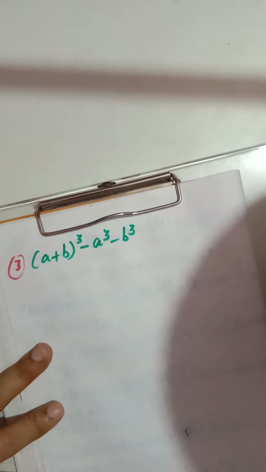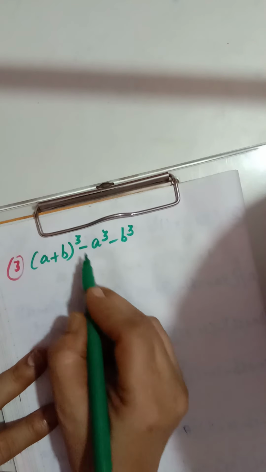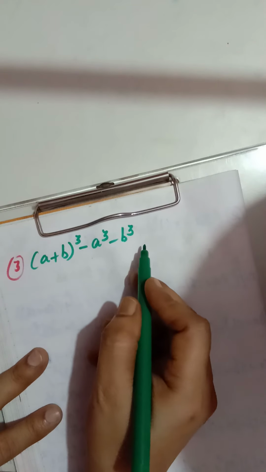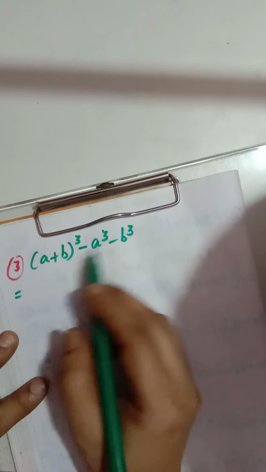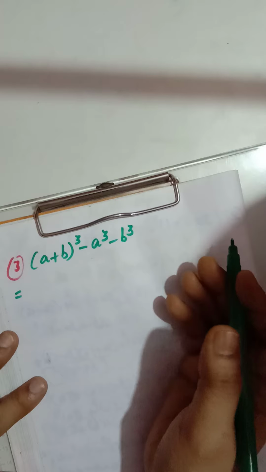Now let's see the third question, children. (a + b)³ − a³ − b³, okay. So now here see children, this sum we will be doing a little differently because this question is a little different. So we have to do it by the other method.